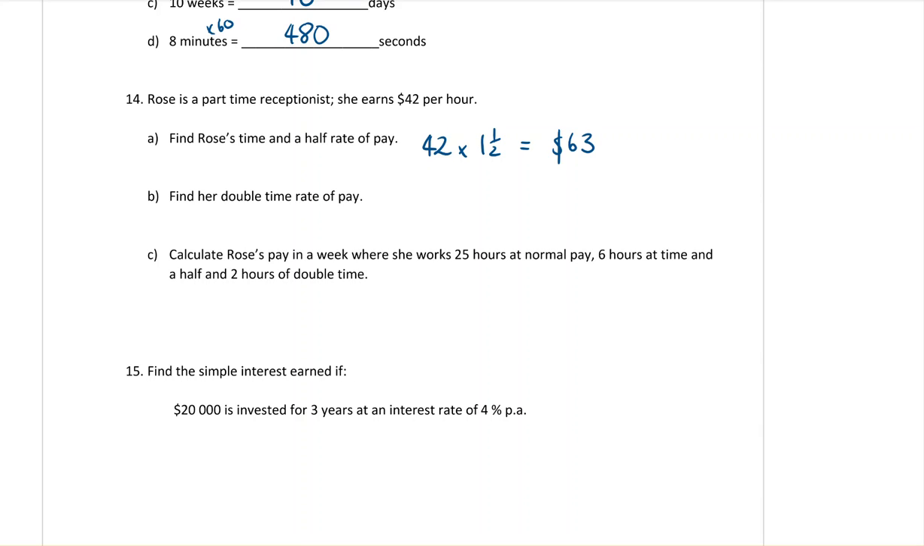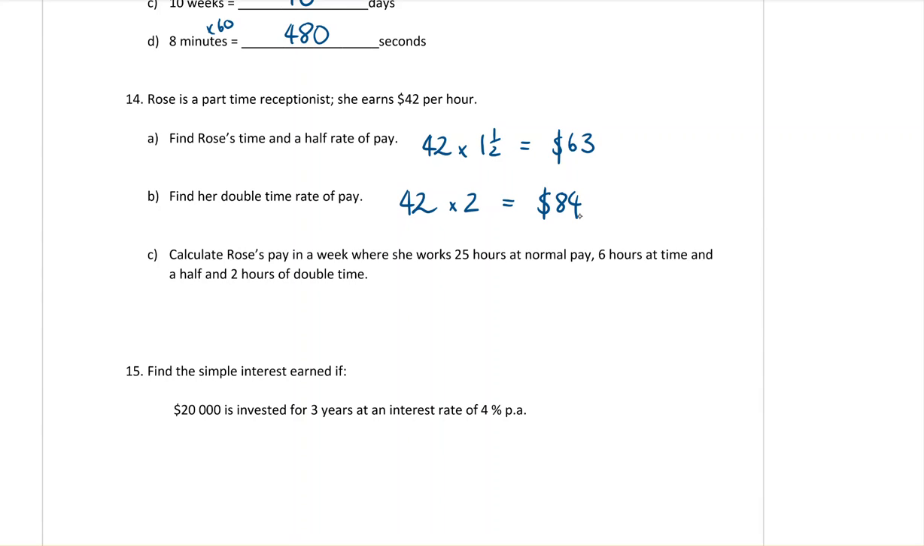Find her double pay. What's her double rate of pay? What should I do there? Which number am I timesing by 2? Not the 63, that was a time and a half. It's the original one, that's right. So I do the 42, and that one needs to be doubled now, which means times by 2, which means she gets $84 an hour when she's working at double time rates.